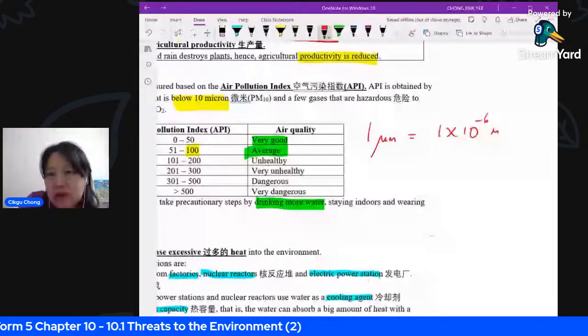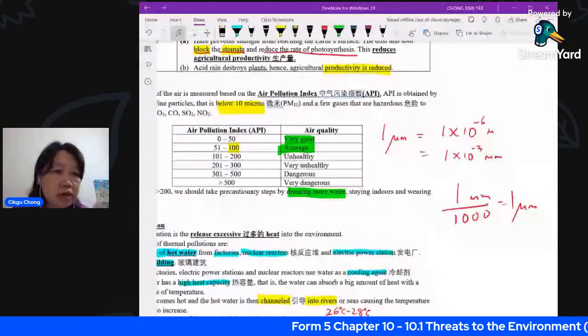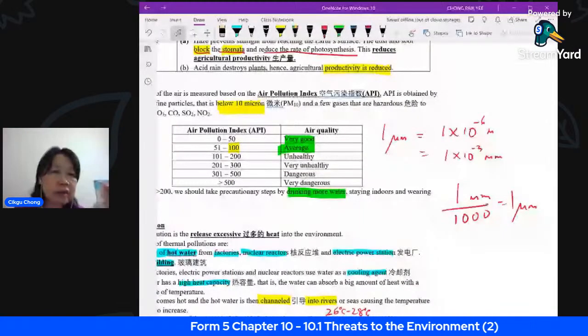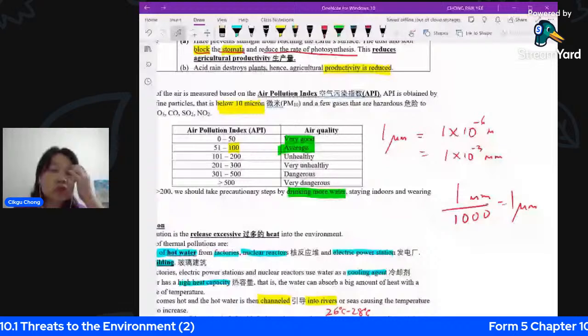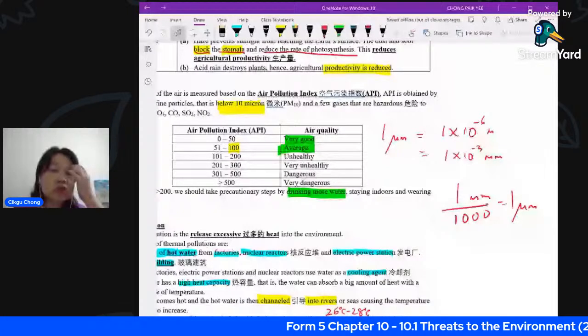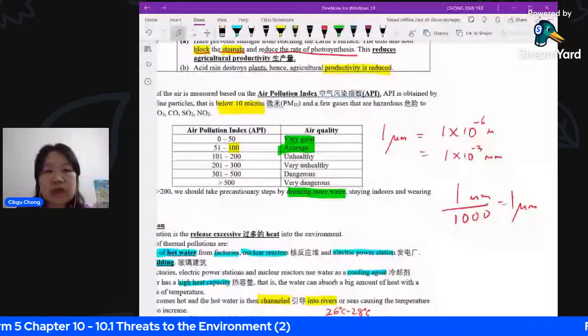And then for API, the particles they want to measure the size is 10 micron. Anything that's 10 micron and below, you take into account how much is in the air, and then you give a number. If the number is very small, for example, 0 to 50 or anywhere from 0 to 100, this is called good air, quite good. That means the air is considered healthy.